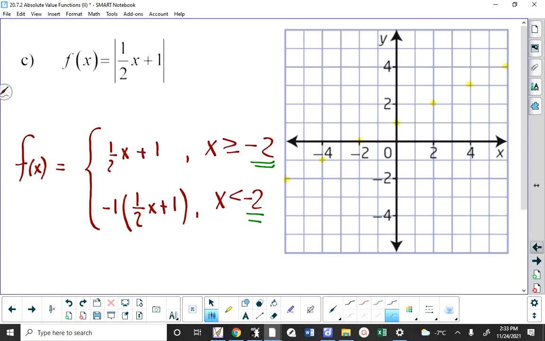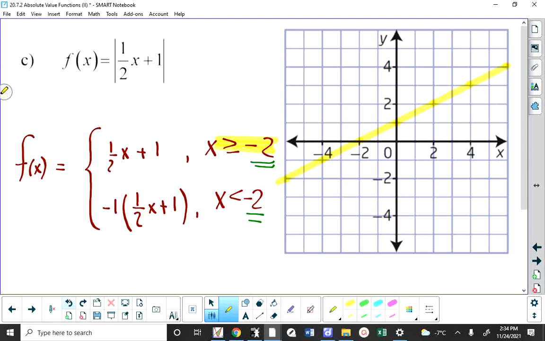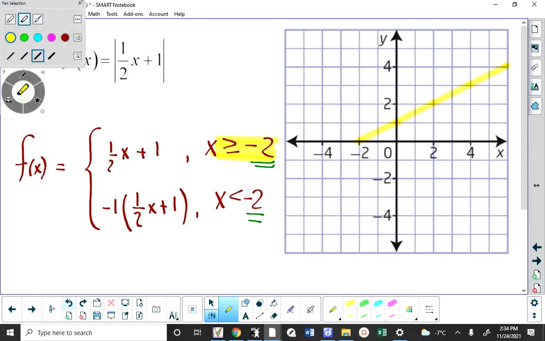So if I were to draw, that's not a very good line. I want to redo that. I thought I was on a different tool. If we were to draw that line, is every point on that line in this domain? No. Only the points at -2 for x and to the right are in there. So the fact of the matter is, the first piece of the function looks like that.